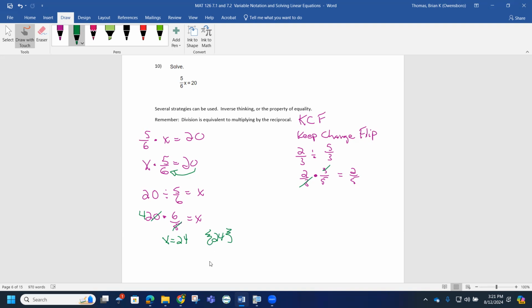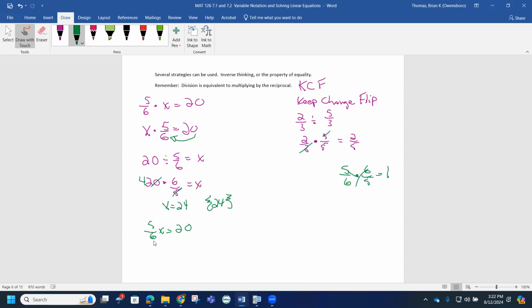So that's thinking backwards. Now what I can do, I can use what's called the property of equality. So if I have 5/6 x equals 20, one of the things we've learned is if you multiply a number by its reciprocal, it will always equal 1. So if I gave you 5/6, if I multiply by its reciprocal, which is 6/5, notice that the 6's and the 5's divide out. So it's just going to end up being 1.